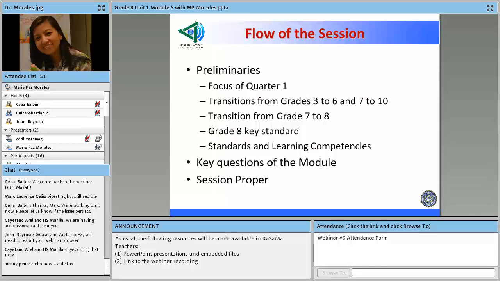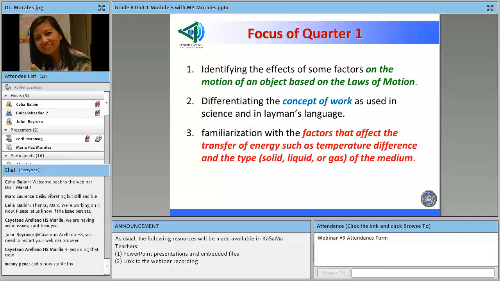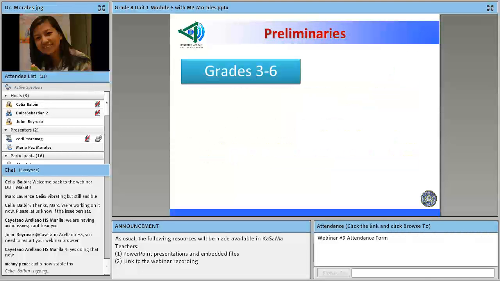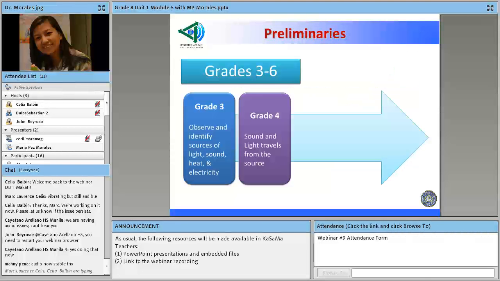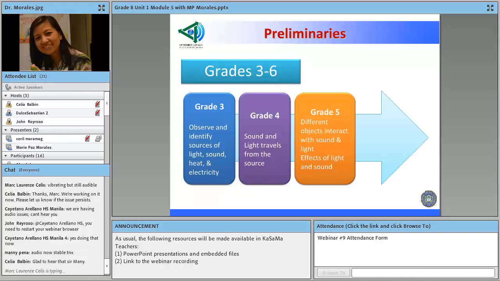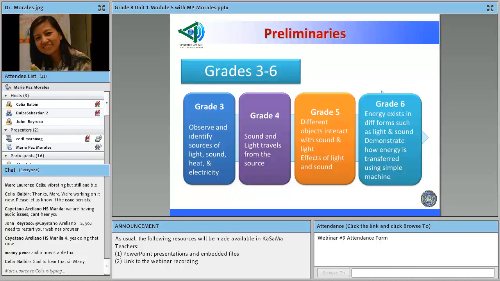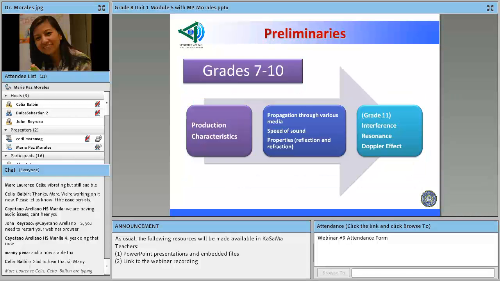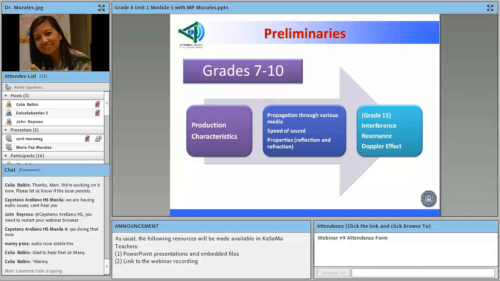As you can see in the first slide, we have the flow of the session or the presentation. We have some preliminaries, the questions of the module, and the session proper. These were mentioned by Ma'am Cerilina a while ago, together with the transition from grades 3, 4 to 5, and then to 6. So as you can see, from grades 3 to 6, we're talking about energy.